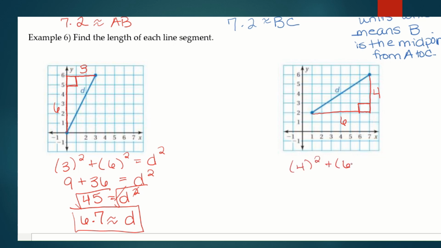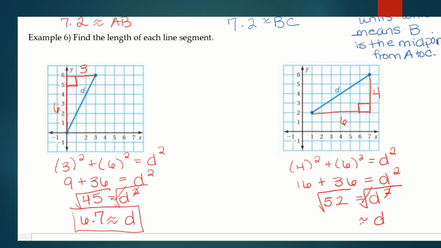So 4 squared plus 6 squared is the hypotenuse squared, which in this case we have labeled D. 4 squared, 4 times 4 is 16, plus 6 times 6 is 36, equals D squared. 16 plus 36 is 52. This is what we just worked with above, equals D squared. And square rooting both sides to undo that squared term, I get an approximate length of 7.2, just like we did above.